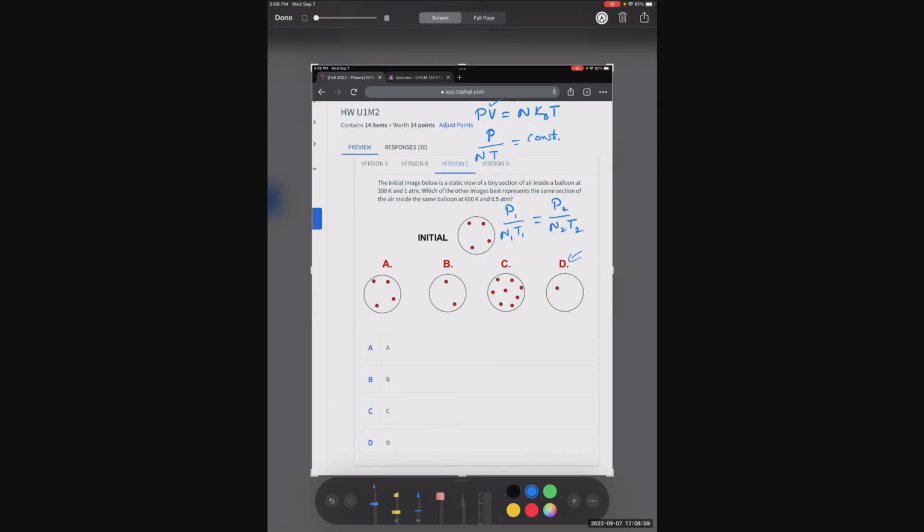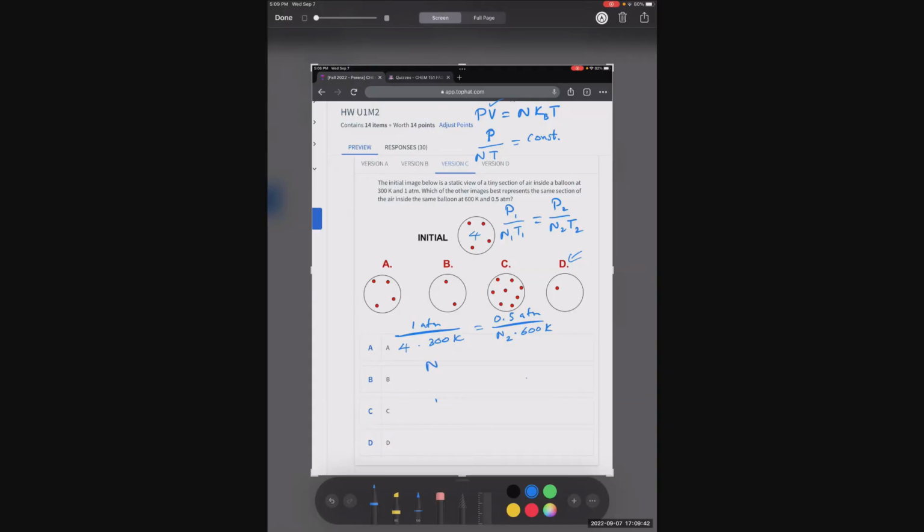Let's see if we are getting that with our mathematical approach as well. We'll plug and chug now. P1 is 1 atm divided by N1, which is 4, and then we have T1, which is 300 Kelvin. This should be equal to 0.5 atm, which is P2, divided by N2, which is what we're looking for, and then the temperature is 600 K. And now I want to find N2.